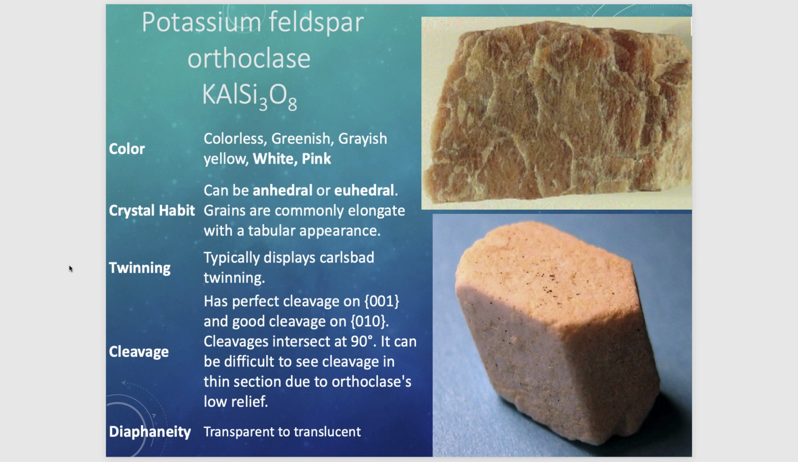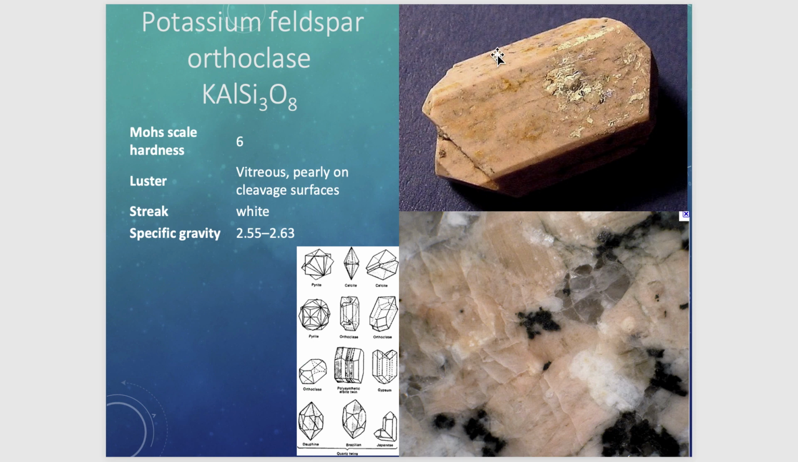So it doesn't have that polysynthetic twinning. Rather, it will display twinning that is like this, so the Carlsbad twinning. And you have also down here an example of how the twinning is developed. Rather than having multiple planes, you have a single plane, and it's quite penetrative. So essentially the two crystals are mixed together, so they are interpenetrated.